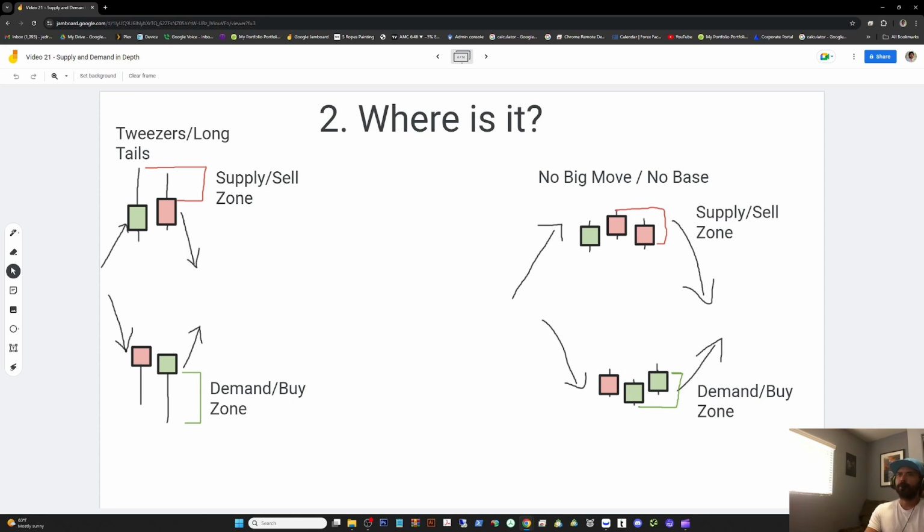When there's a tweezer top or bottom or long tails before the definitive move, you'll draw your zone from the furthest tail to the body of the last candle before the move. When there's no big move and the change of direction has no base and price slowly changes direction, you'll use the last 2 candles at the first change of direction and draw from the furthest part of the body to the end of the tail.